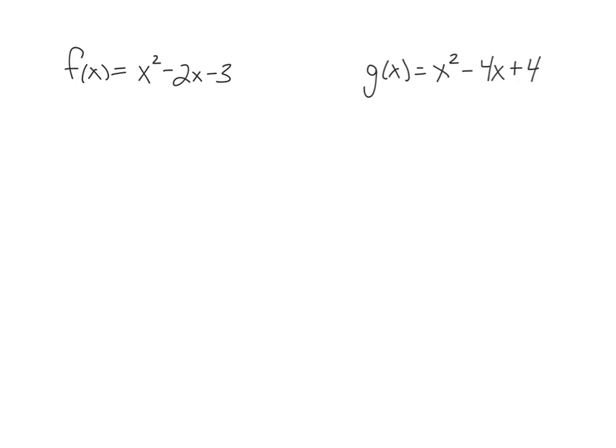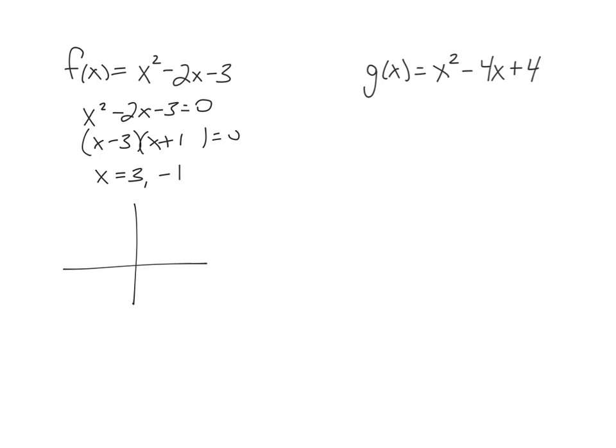If we find the roots, these factor nicely. We get x minus 3 and x plus 1. So we have roots at 3 and negative 1. 3, negative 1. So our parabola looks something like that.